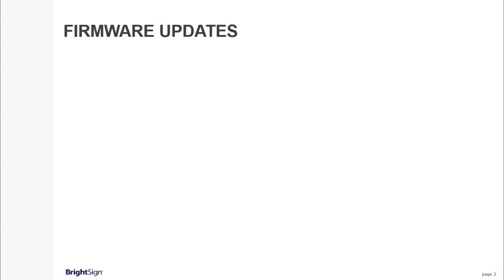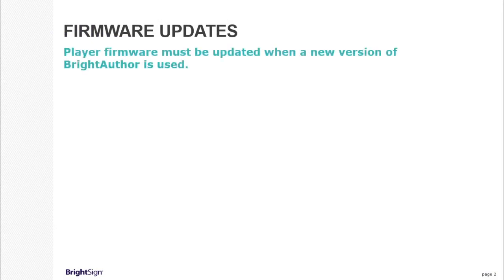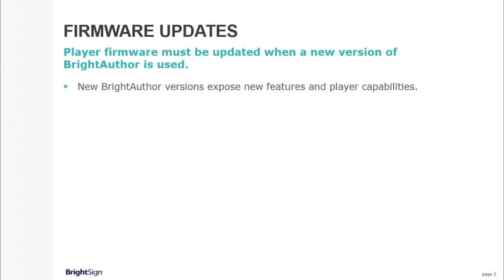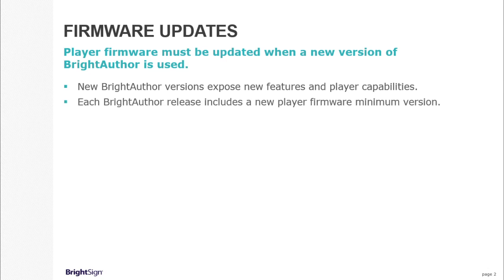The general rule of thumb regarding player firmware updates is simply this: player firmware must be updated when a new version of BrightAuthor is used. When versions of BrightAuthor roll forward, they expose new capabilities and new features for the overall BrightSign system. And in order to carry those new features and capabilities through to the player, a new minimum firmware version generally accompanies each new BrightAuthor version. So when you update BrightAuthor, you need to update the firmware in your players.